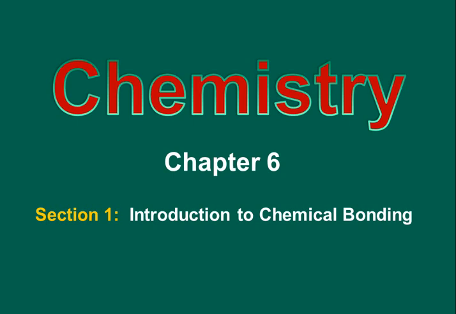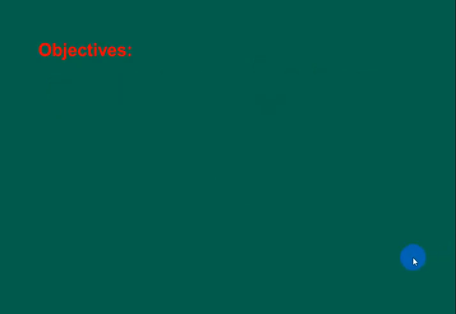This video is about chemical bonding, chapter 6, section 1, introduction to chemical bonding. What are the objectives of our lesson? To define chemical bonds. What is meant by chemical bond?